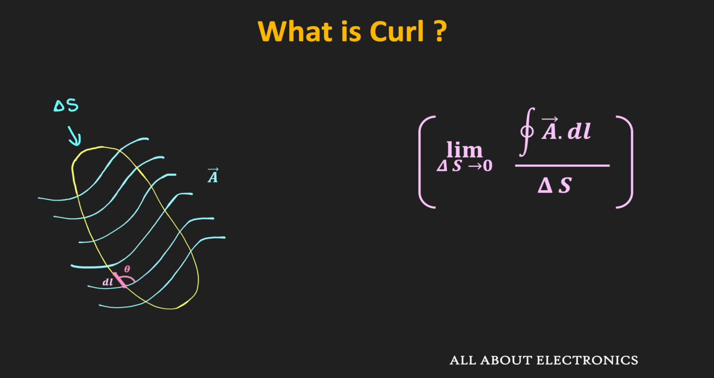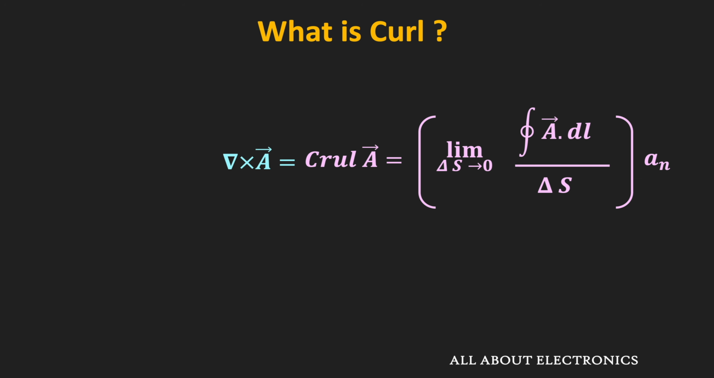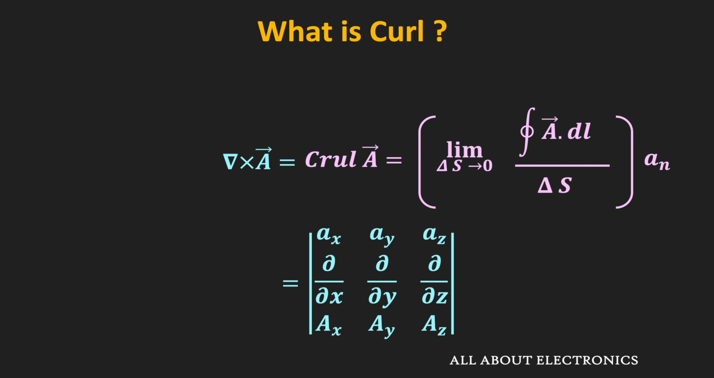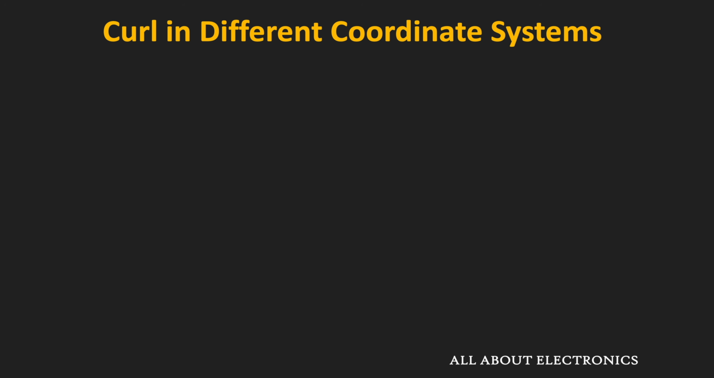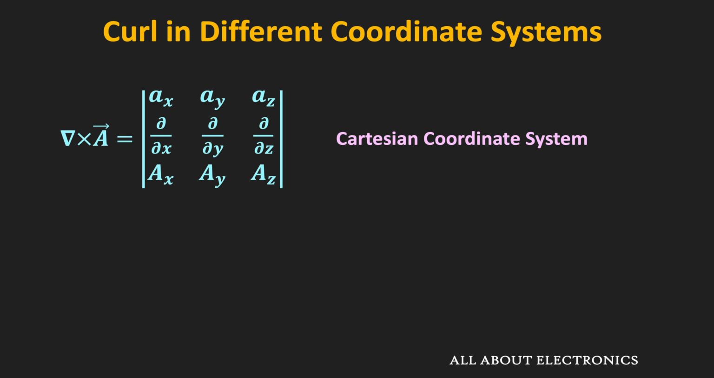And as I told earlier, the direction of the curl is along the axis of the circulation. So basically, it is normal to this surface area. This curl is also represented as del cross A. And we know that the cross product of this del operator and the vector field A can be found using the determinant. So in this way, if the vector field is given to us in the Cartesian coordinate system, then we can find the curl of the vector field using this determinant.